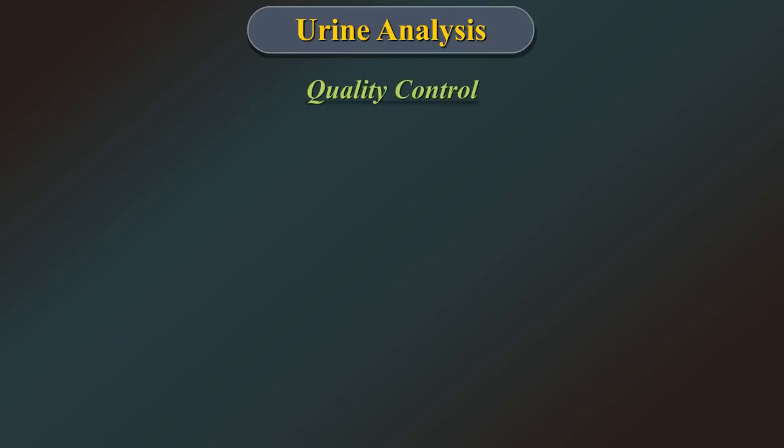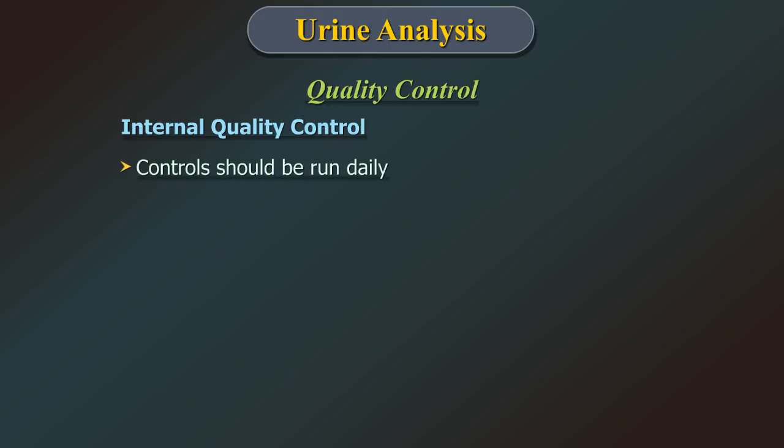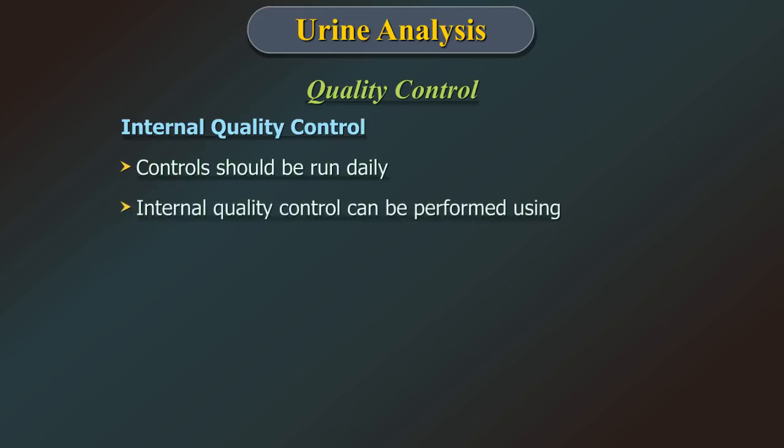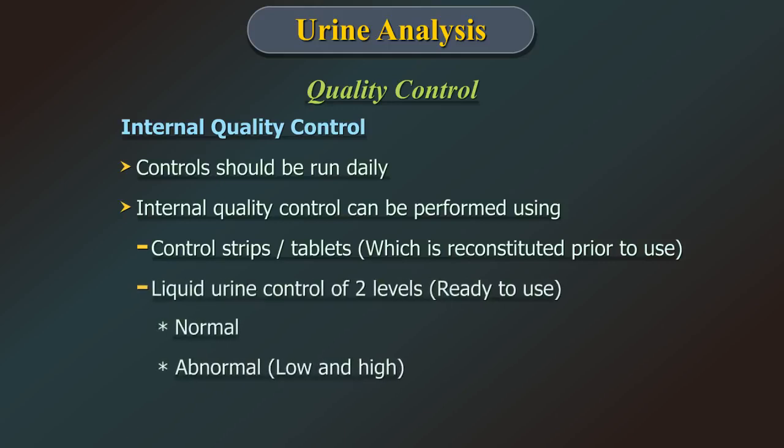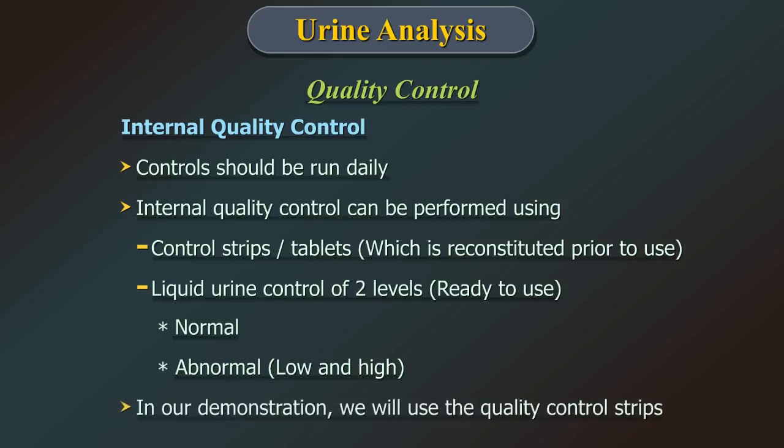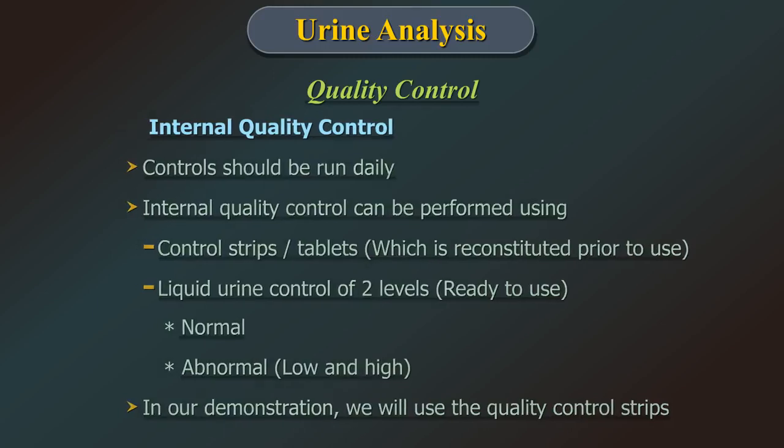Quality control. Internal quality control. The controls should be run daily. Internal quality control can be performed using control strips or tablets or liquid urine control of two levels, normal and abnormal. In our demonstration, we will use the quality control strips.